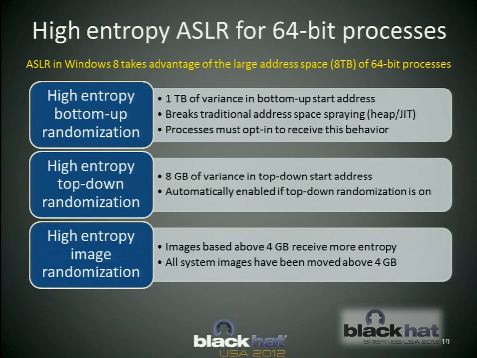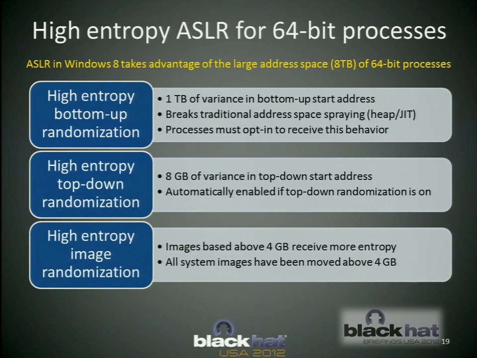Again, processes must explicitly turn this on, and the reason for that is compatibility. There are some applications that don't necessarily handle memory addresses being above 4 gigabytes, and they have pointer truncation issues and things like this. So this is something that an application has to specifically turn on to take advantage of it. Like bottom-up randomization, we've also implemented high entropy top-down randomization, and for this one, we'll do 8 gigs of variance in where top-down allocations start. And this is automatically enabled if the process is taking advantage of top-down randomization.